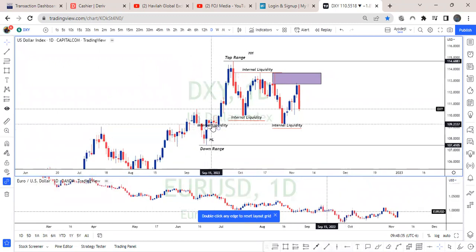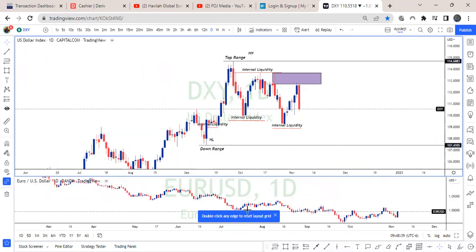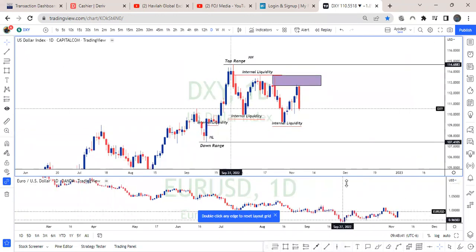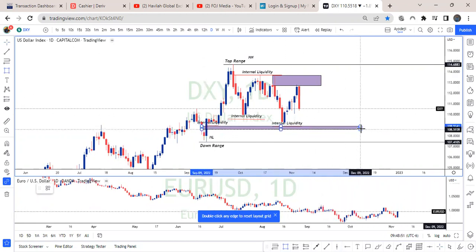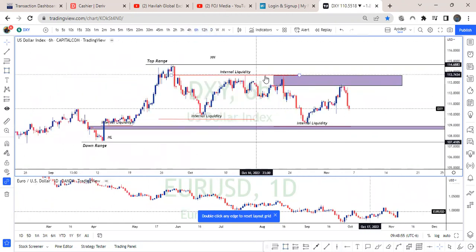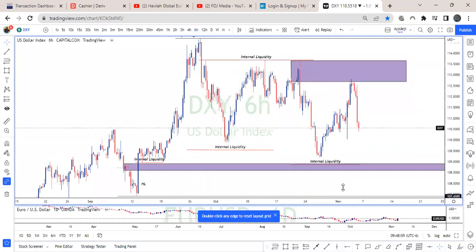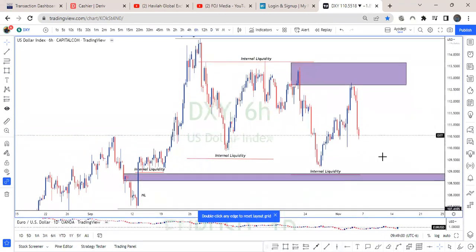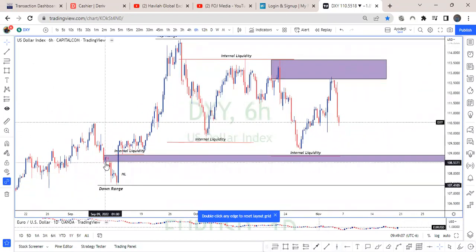This is an internal liquidity too. And then below that internal liquidity, we are seeing a nice imbalance. We are seeing a nice imbalance here. If I scale down to H6, it will be clearer. This is H6, guys. So it's more clear on H6.